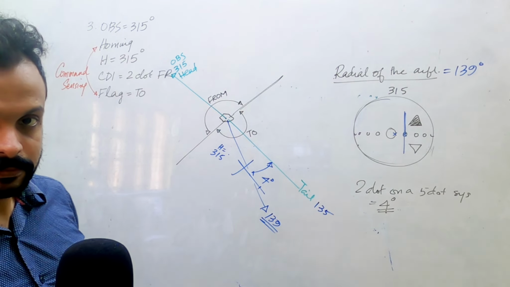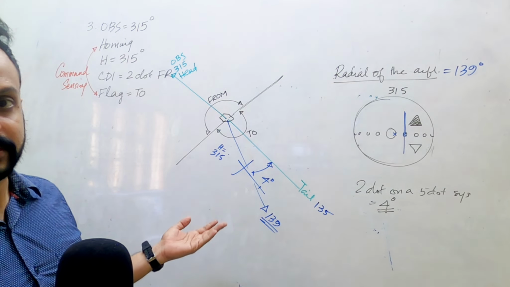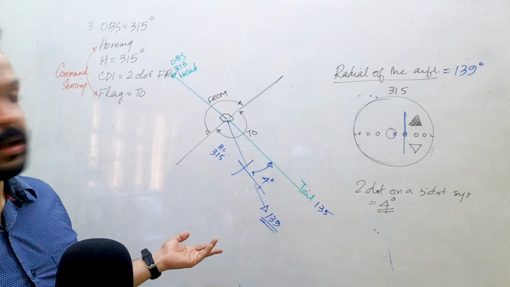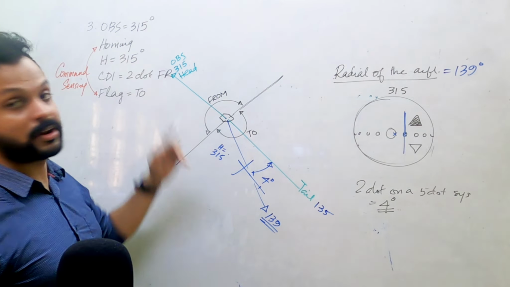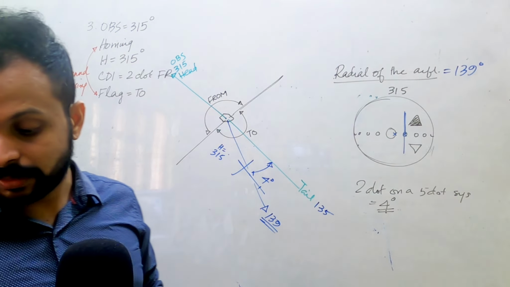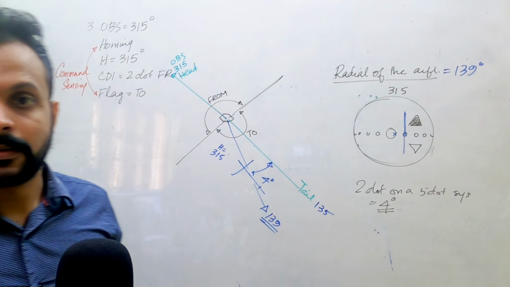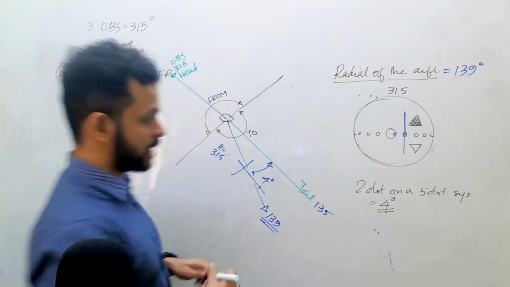Understood? Right, so that is sensing here. The flag is the TO flag. The CDI indication is to not fly right. What will I do? What is the action to be done? Fly to the right. I have to fly to the right.